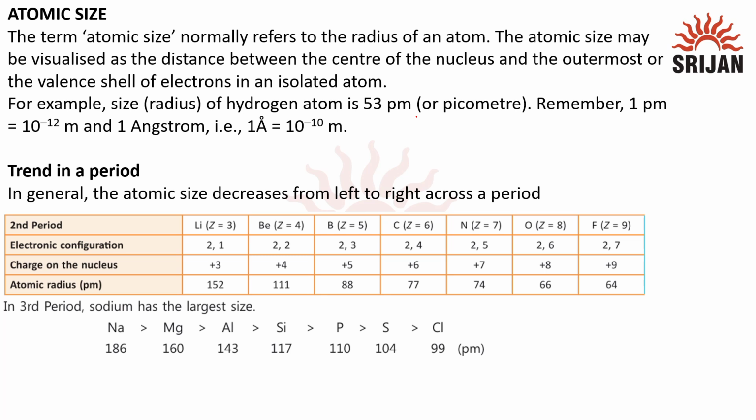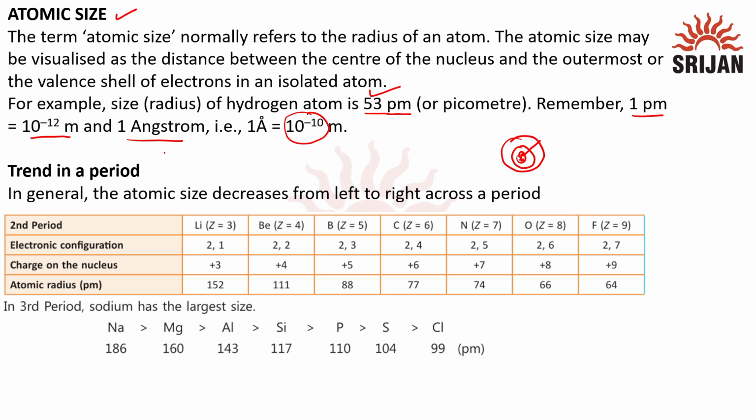Moving ahead towards the atomic size. This is the second property. So the term atomic size normally refers to the radius of the atom. That means suppose this is the nucleus that is positively charged. So the distance from the nucleus to the outermost shell is known as its atomic radius. Now for example, the radius of a hydrogen atom is 53 picometers. Remember that 1 picometer is equal to 10 raised to power minus 12 meters and 1 angstrom is equal to 10 raised to power minus 10 meters. So here we see the atomic radius of hydrogen, that is 53 picometers.